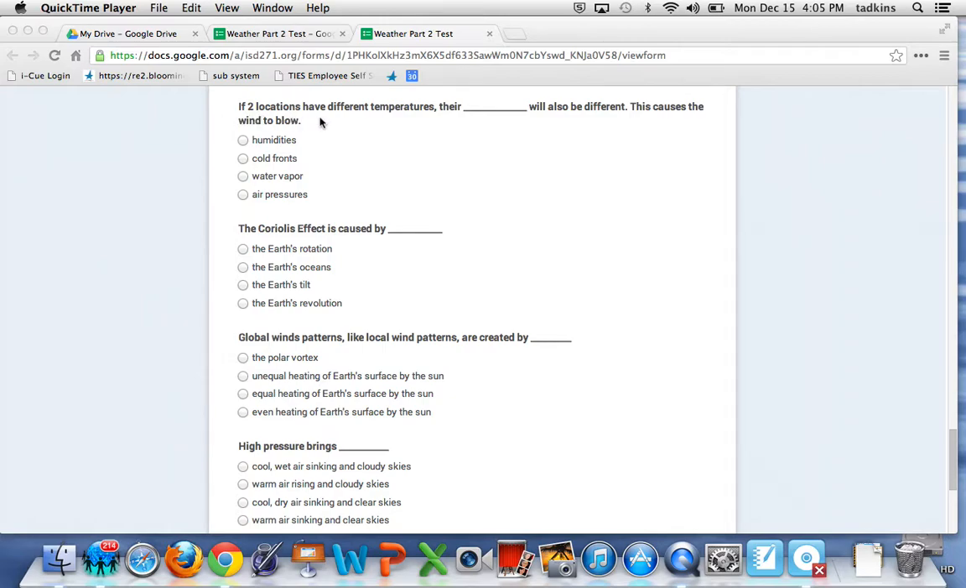If two locations have different temperatures, their blank will also be different. This causes the wind to blow.